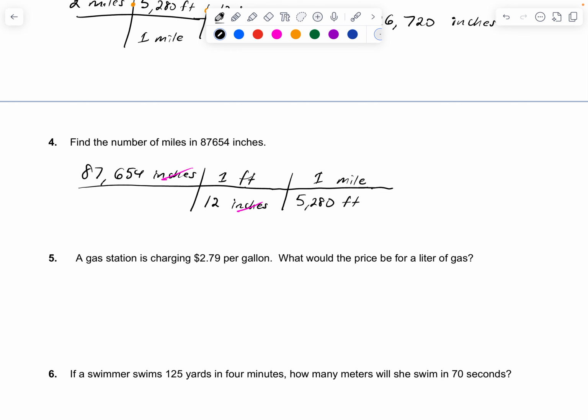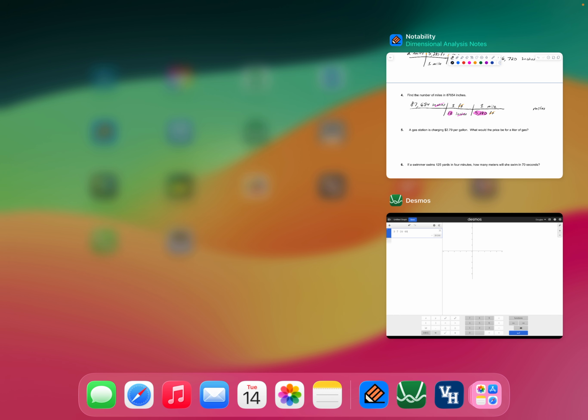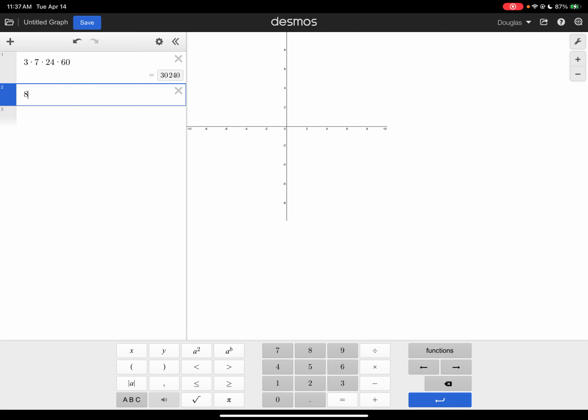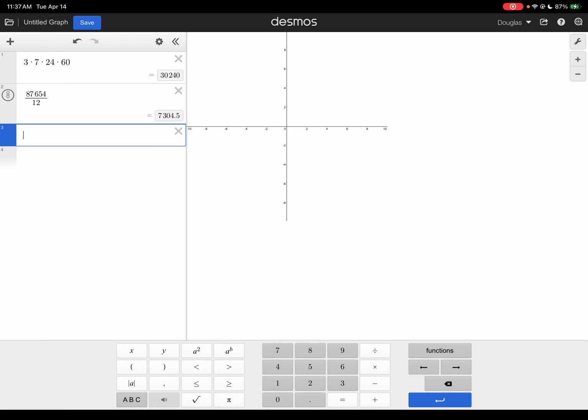All right, so in terms of this question, I'm still getting rid of all of my units to finish with miles, right? But because my numbers that are not 1 are in the denominator, I'm going to be going to my calculator to do 87,654 divided by 12 first. All right, and then after that, I'll take this number, 7304.5, and divide that by my other number, which was 5,280.